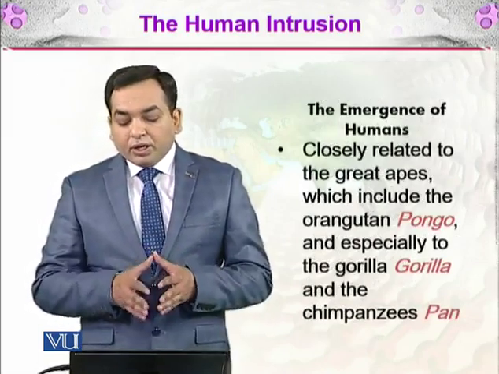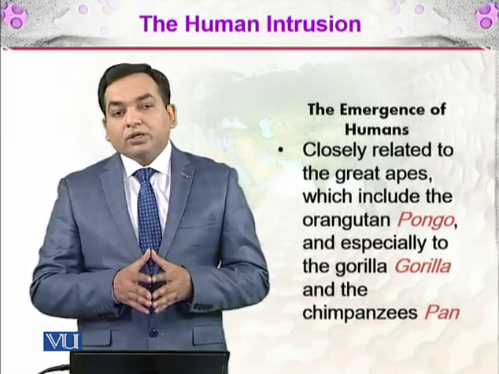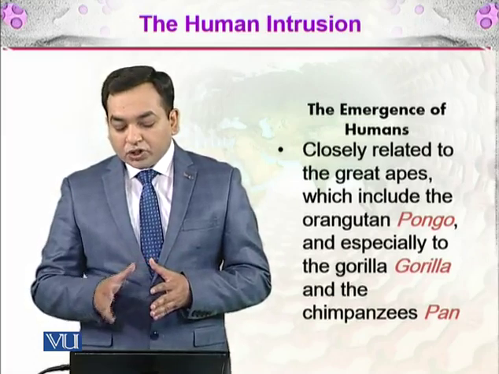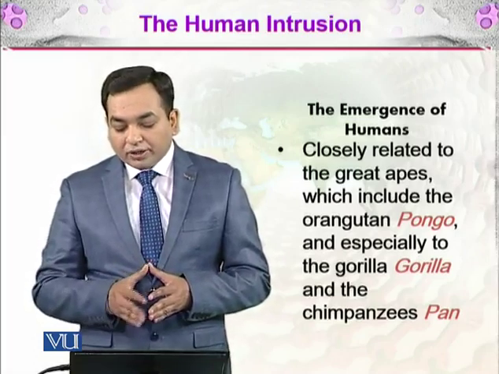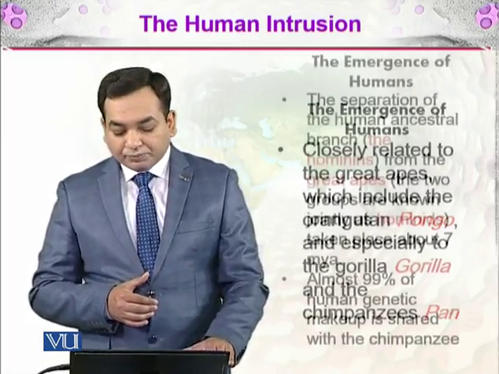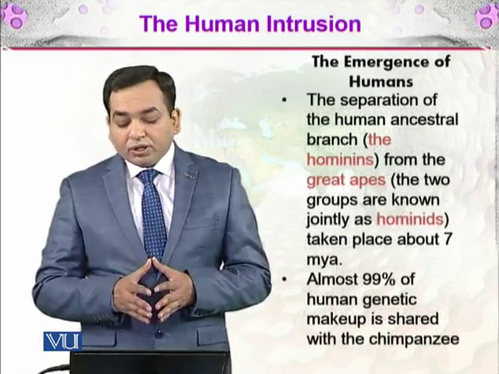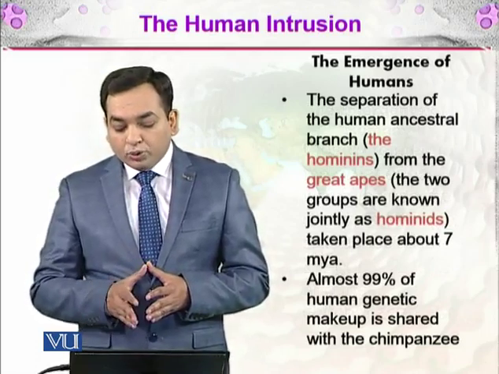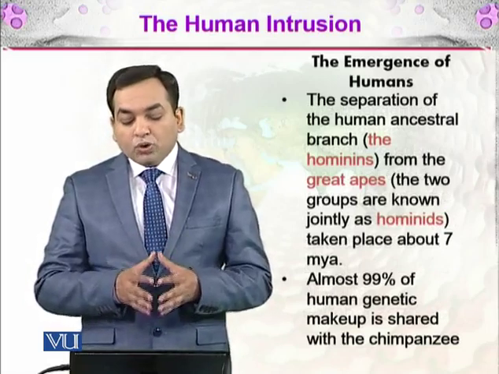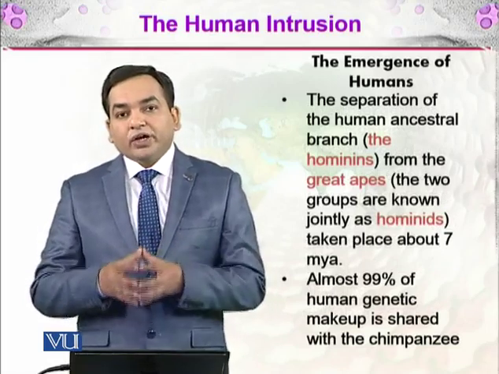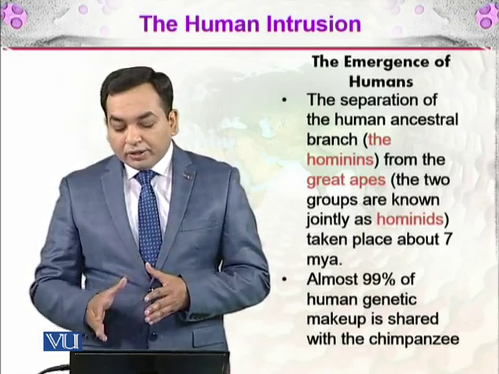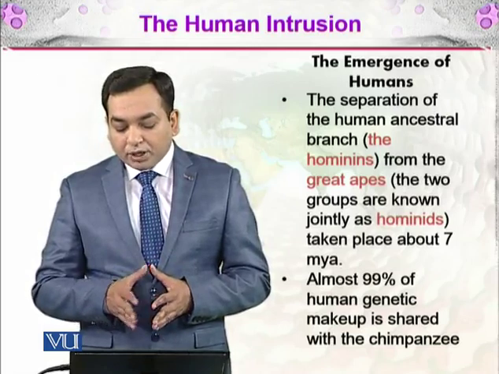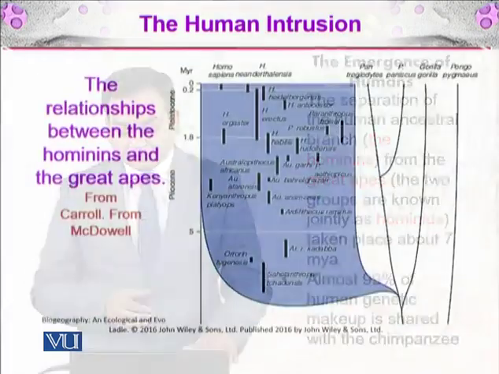The Old World apes were closely related to the great apes, which include the orangutan, which is Pongo, and especially the gorilla and the chimpanzee, which is Pan. The separation of the human ancestral branch, the hominins, from the great apes, the two groups together being known as hominids, took place about 7 million years ago. And almost 99% of human genetic makeup is shared with the chimpanzee.